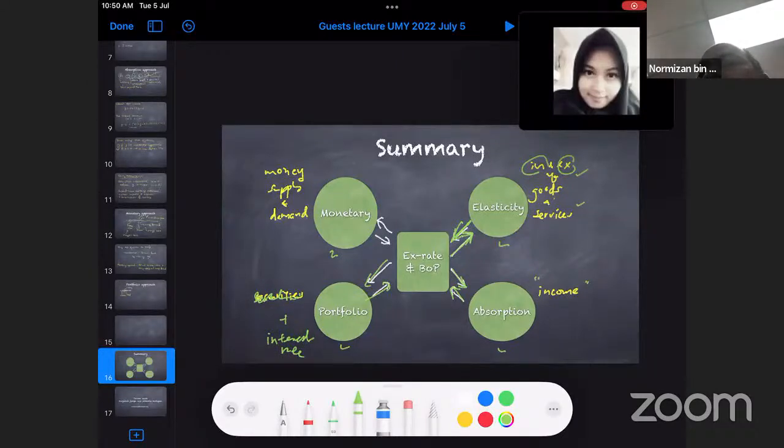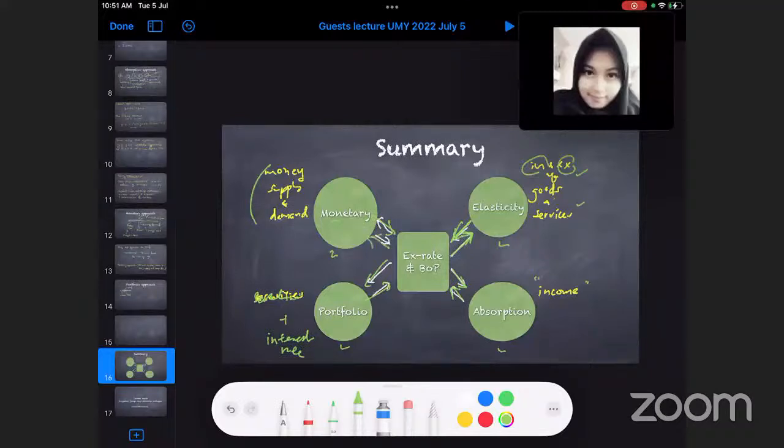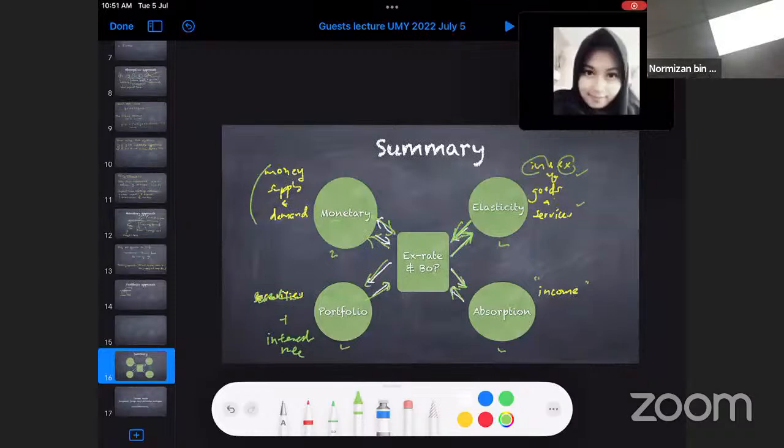And the last one is the monetary approach. We call it the monetary approach. There is the money supply and money demand. So the central bank alters the money supply and money demand in order to change the exchange rate, and exchange rate too affects the money supply and money demand. So these are the four approaches that economists created in order to explain the determination of exchange rate and balance of payment.